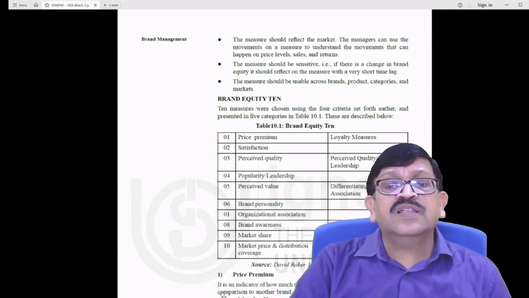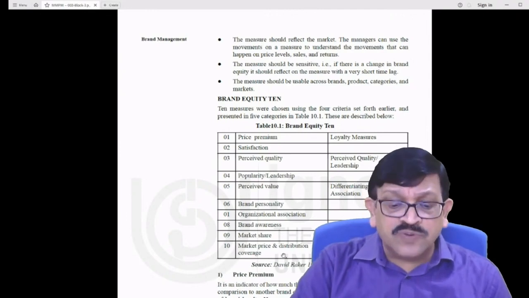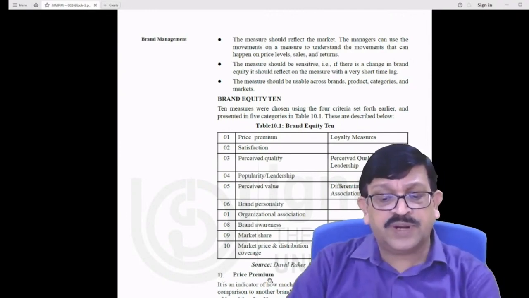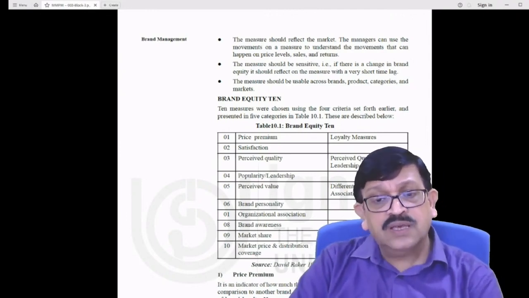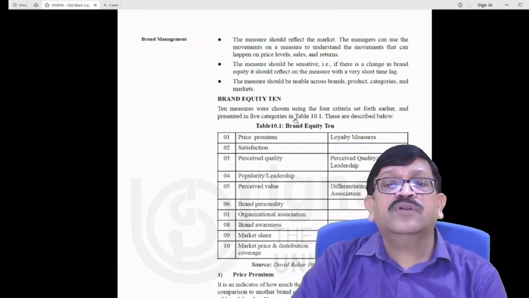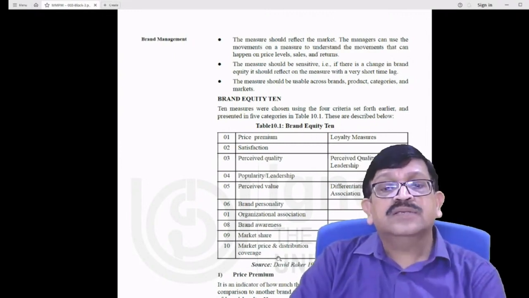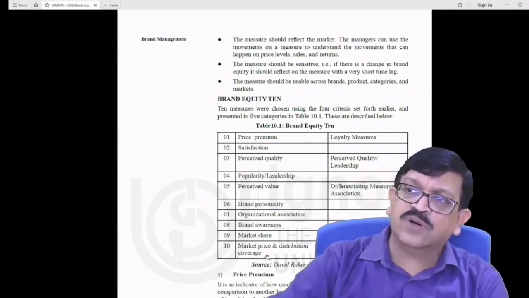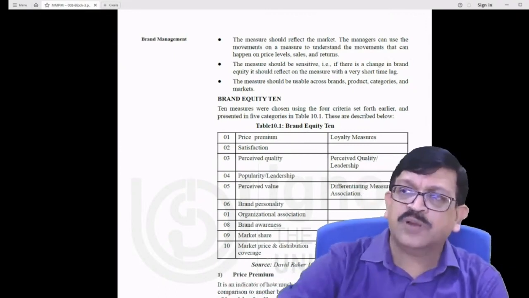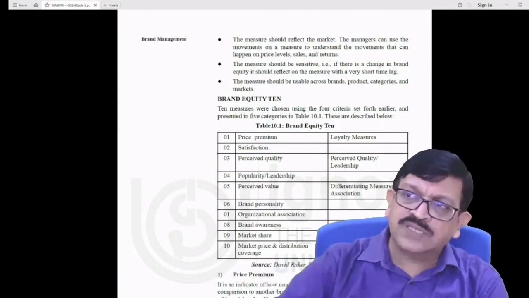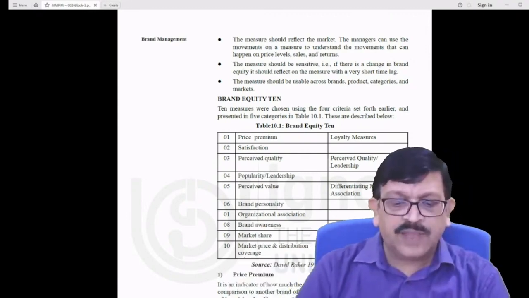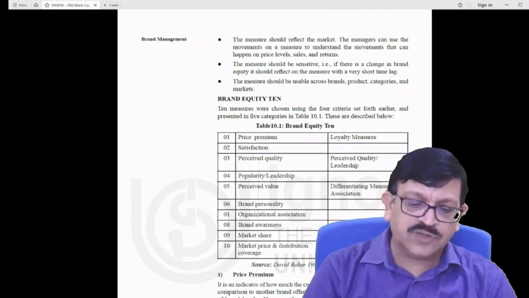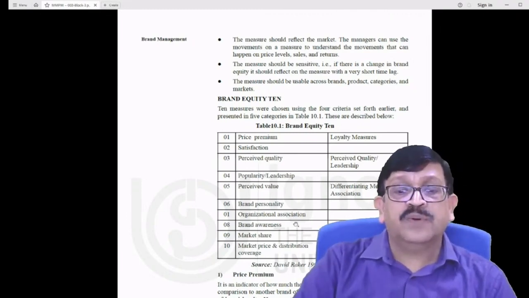The tenth and last is the market price and price distribution. If you look into the relative price that the brand has in comparison to others, it can be another criterion for establishing brand equity. Similarly, distribution coverage. What is the kind of stock available of my brand in that particular store? And what is the kind of customer offtake that is happening? That can also be a measure of brand equity.